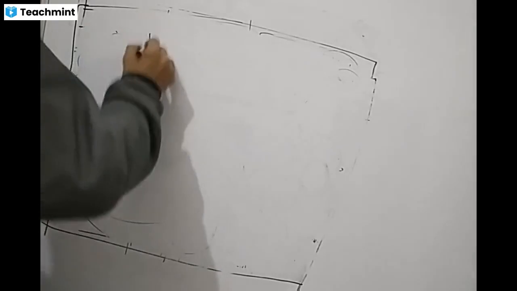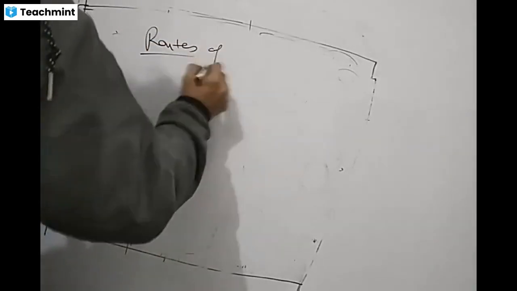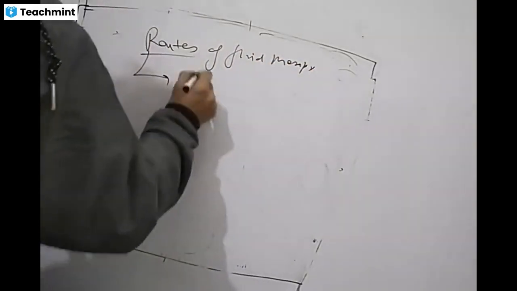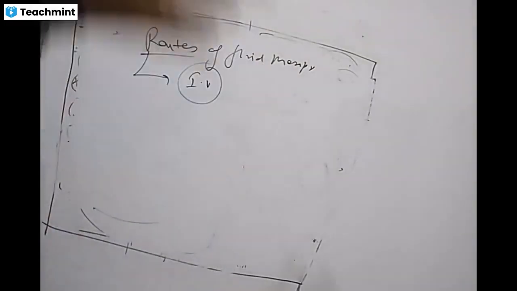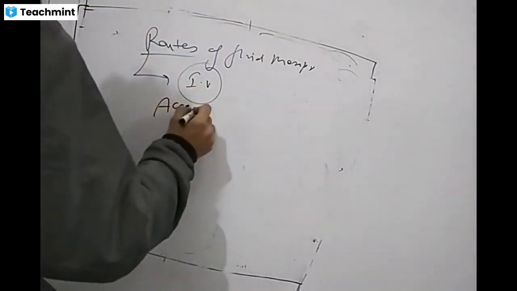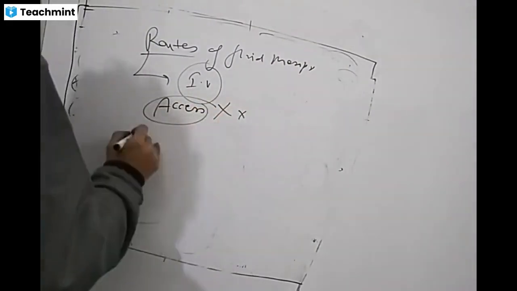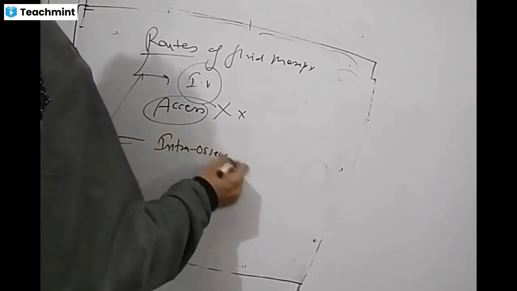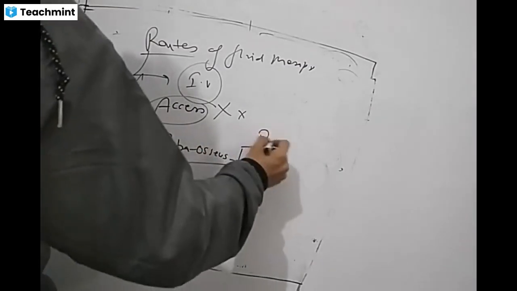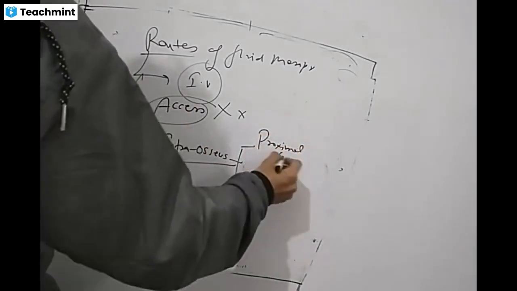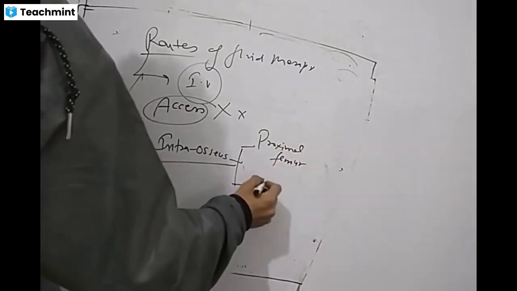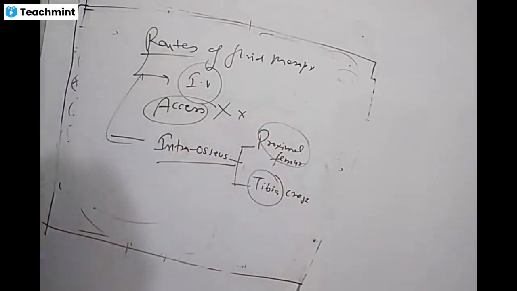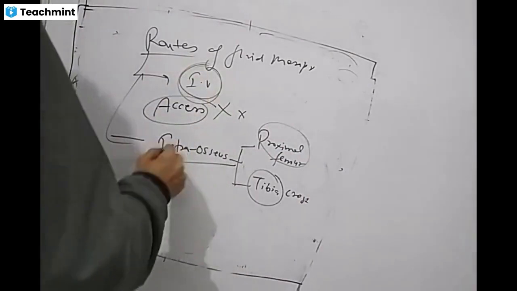At the end, routes of fluid therapy. The most commonly preferred route is your IV route. Suppose the IV route is not accessible, there is no access to IV route, we'll go to intraosseous route. That may be your proximal femur and tibia crest, tibia bone or your femur bone. These are the two routes, IV or intraosseous.